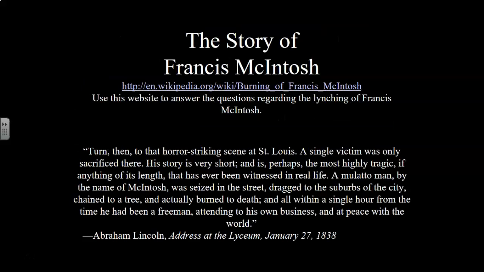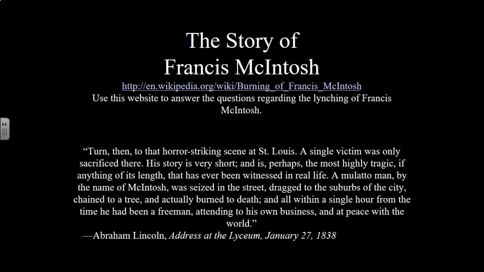Before this, though, I want to tell you the story of a gentleman named Francis McIntosh that sort of highlights St. Louis's troubled past when it comes to racial relations. This story will take place in 1836 and involves a gentleman by the name of Francis McIntosh, who was a worker on a steamboat that was coming into St. Louis from Ohio and was dropping off its goods. He got paid for doing his work that day and decided to go into town to spend his money.